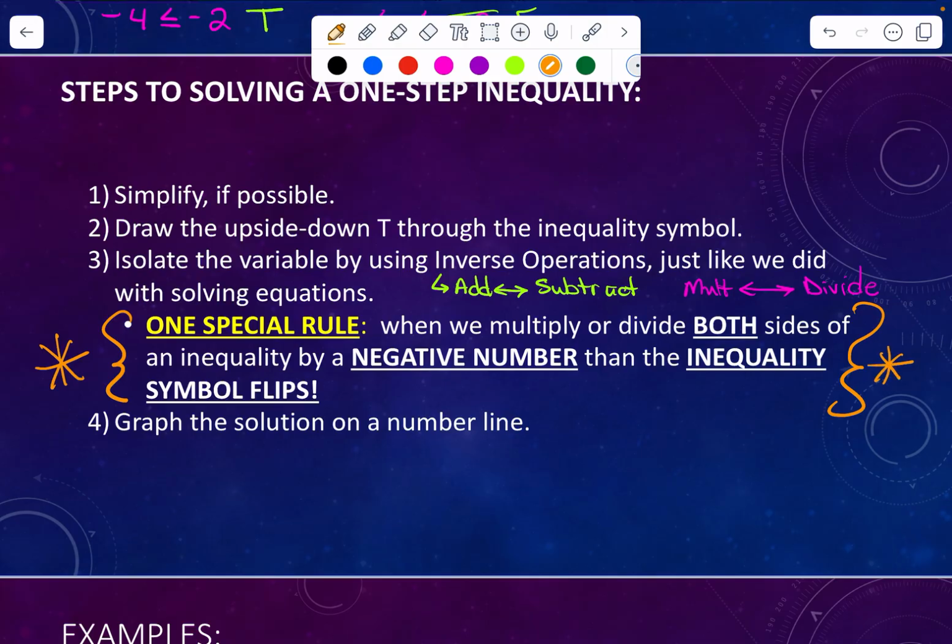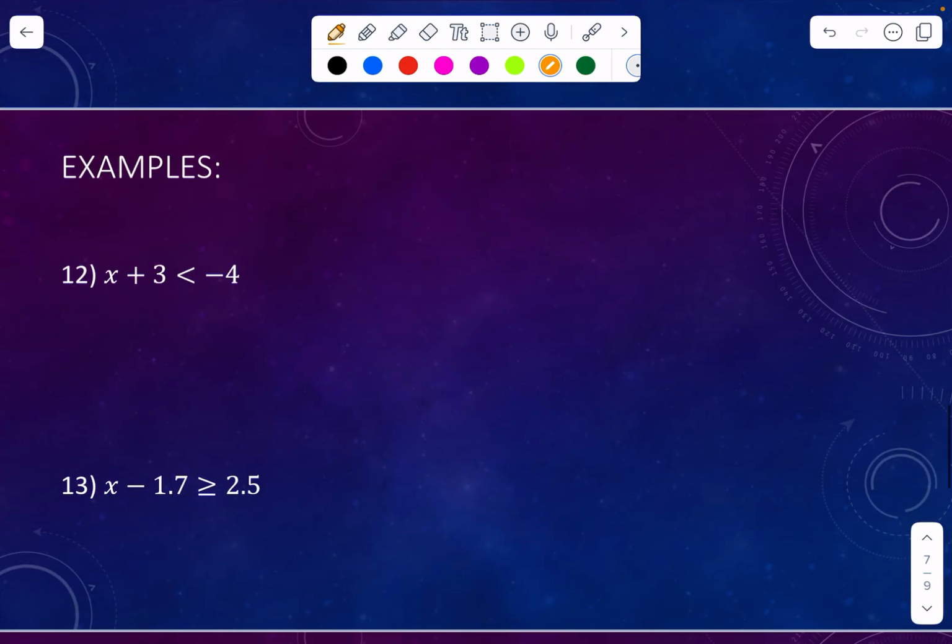When we multiply or divide both sides of an inequality by a negative number, then the inequality symbol flips. So what that means is it goes from a greater than to a less than symbol. It goes from a less than to a greater than. It goes from a greater than or equal to a less than or equal to. Then once we solve it, we're going to graph our answer on a number line. All right, so let's give it a shot.